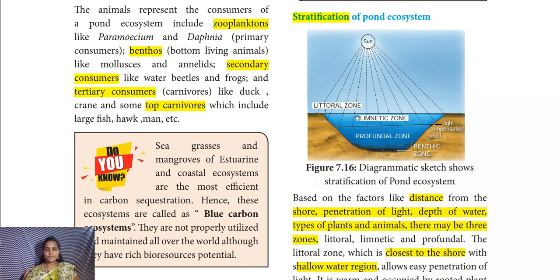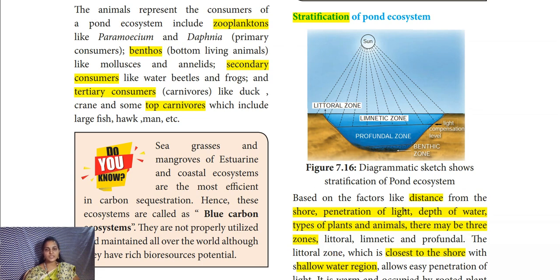So whether the sunlight reaches the surface level, or a little deeper level, or goes to the bottom level or not. Based on how much distance the sunlight travels in this pond ecosystem, we can have this stratification. Other factors are the distance from the shore, the penetration of light, the depth of water, and the types of plants and animals. There may be 3 zones.